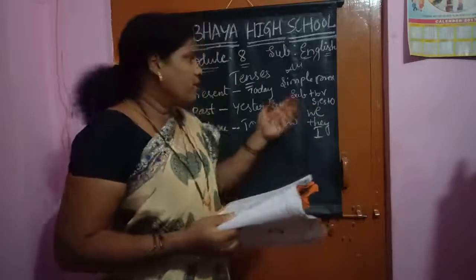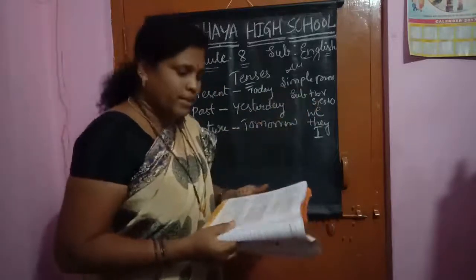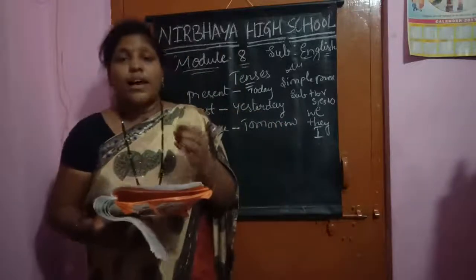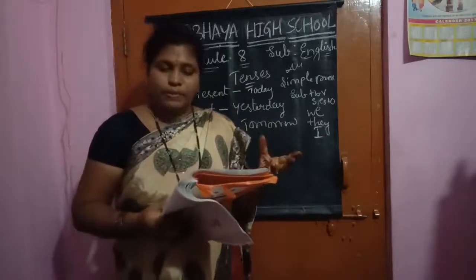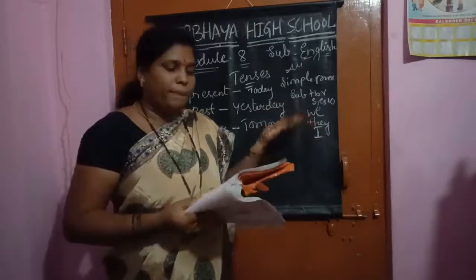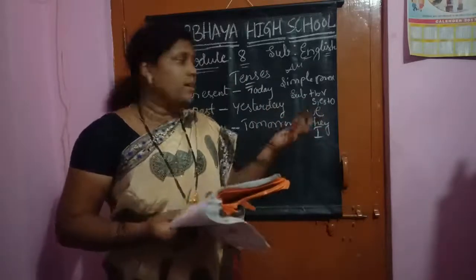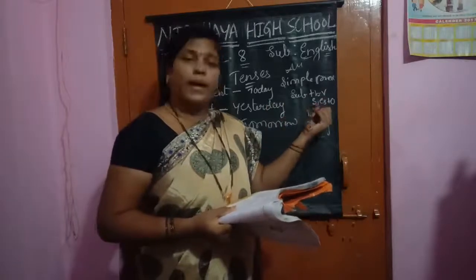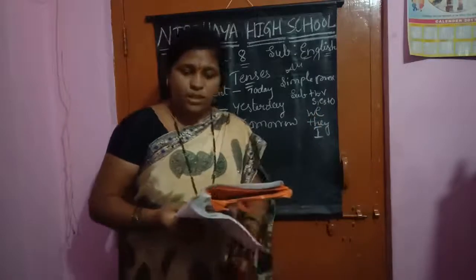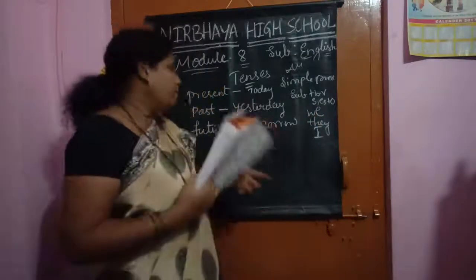Understood, children? This is about the simple present tense. Simple present tense means what? The verbs in this tense show ideas and habits that apply in the general rule. What is the general rule here? Subject, base verb, for which we add s or es, and the object. Okay, children. Now coming to the simple past.